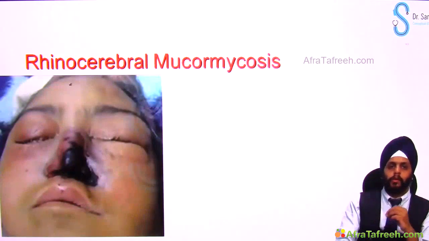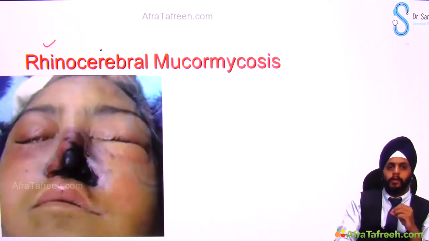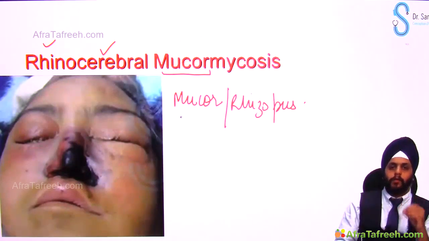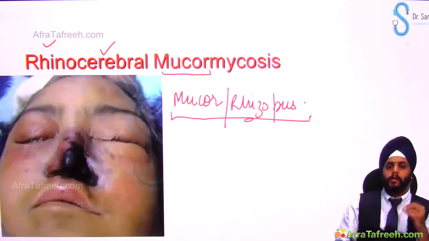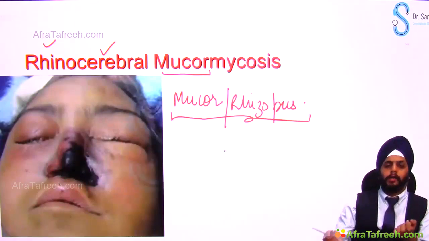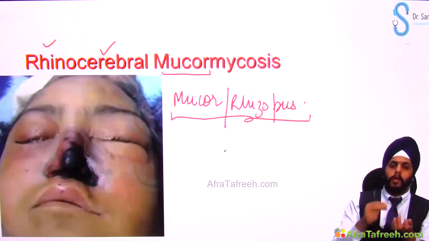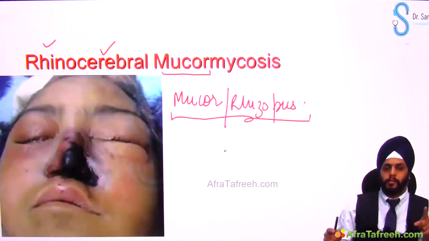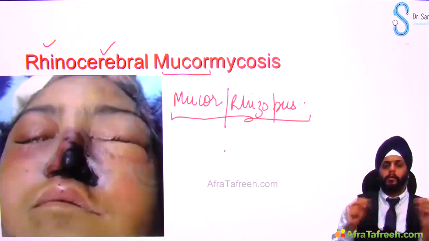Rhinocerebral mucormycosis. Now, rhino means nose, cerebral means brain. So, nose, brain, mucor. So, we have the mucor, we have the rhizopus. Mucor and rhizopus are normal saprophytic fungi. So, what do I mean by saprophytic fungi? These fungi live on our body. They feed from the dead epithelial cells, dead tissue, but they do not cause us any harm.